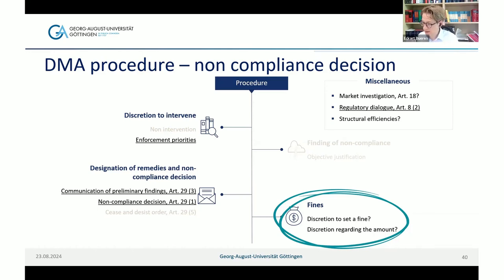And then the setting of a fine. And here, actually, we can have a very similar line of reasoning as I had about the discretion whether to intervene in a certain case. We can again ask two questions. The Commission first has discretion whether to set a fine at all, and second, it has discretion what the amount of the fine should be. And with regard to these two aspects, we can ask whether efficiencies can come into play.